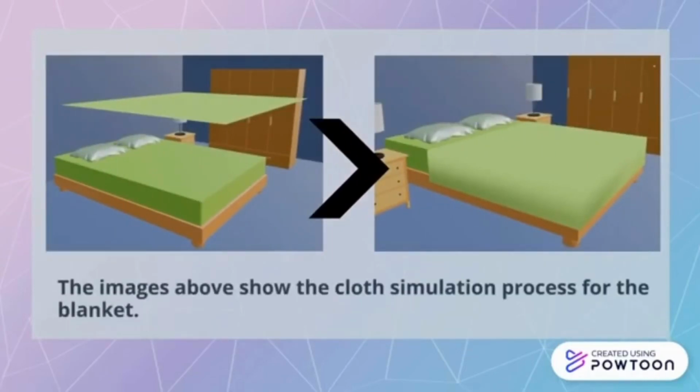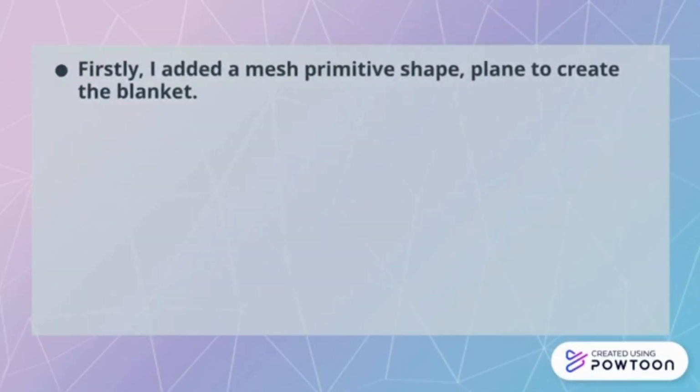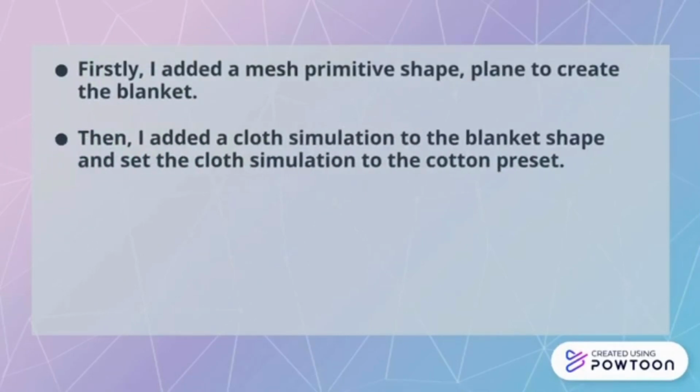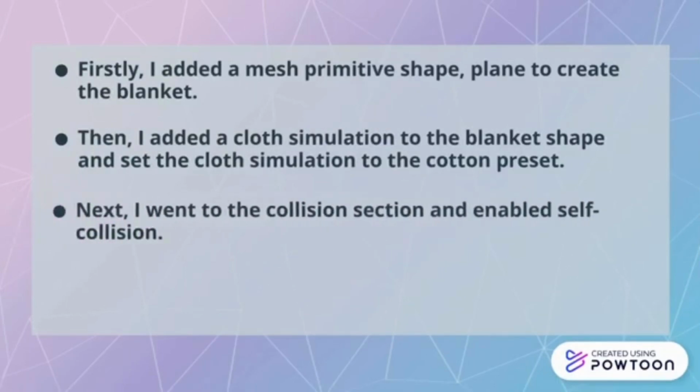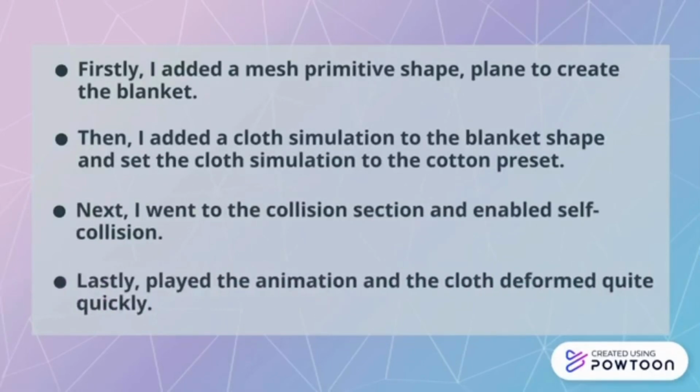The images above show the cloth simulation process for the blanket. Firstly, I added a mesh primitive shape, plane to create the blanket. Then, I added a cloth simulation to the blanket shape, and set the cloth simulation to the cotton preset. Next, I went to the collision section, and enabled self-collision. Lastly, I played the animation, and the cloth deformed quite quickly.